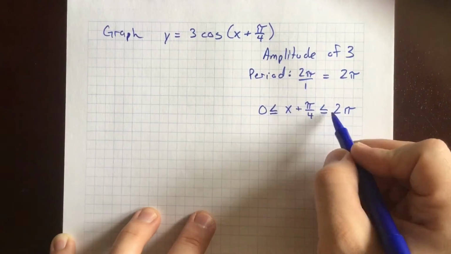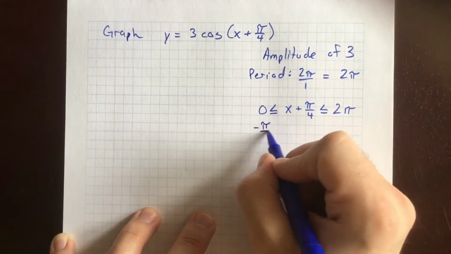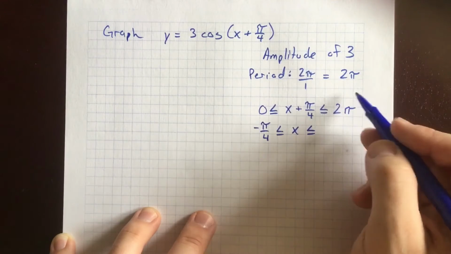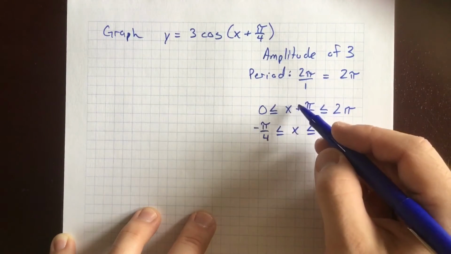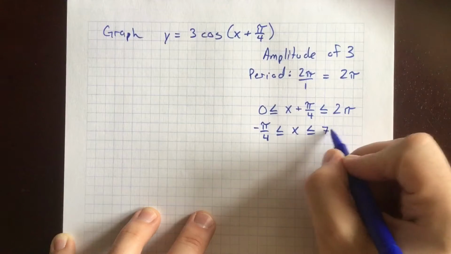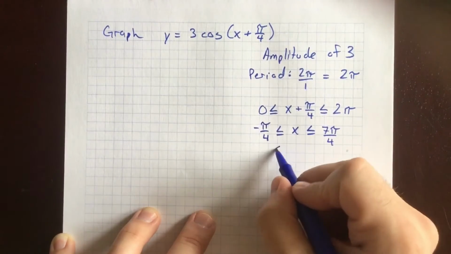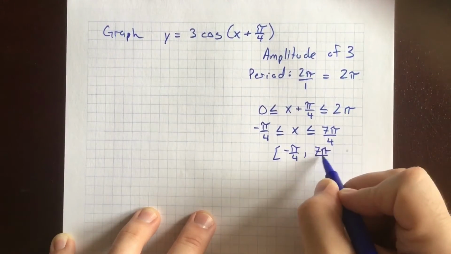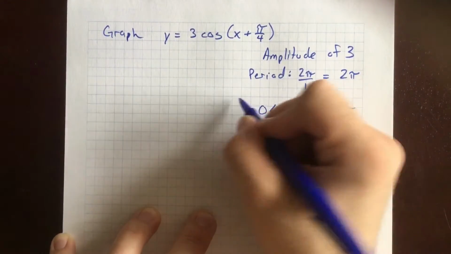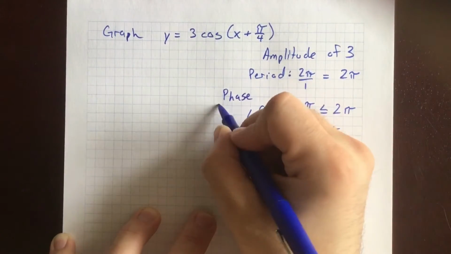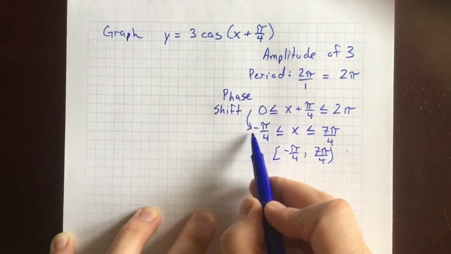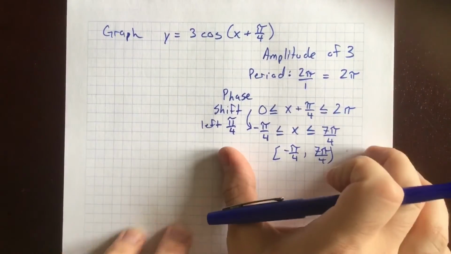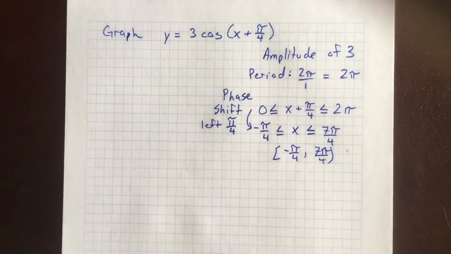So I'm going to subtract pi over 4 from both sides, which makes this negative pi over 4, and 2 pi, which is 8 pi over 4, 8 pi over 4 minus pi over 4, which is 7 pi over 4. All right, so here's our interval. And from this, we notice that we have a phase shift. A phase shift of left pi over 4. So the whole graph is shifted left that amount.